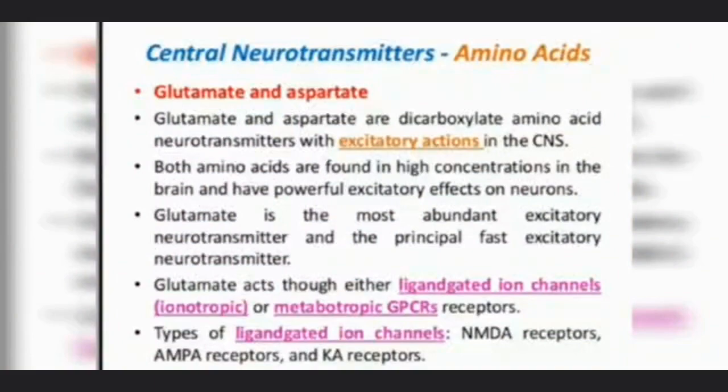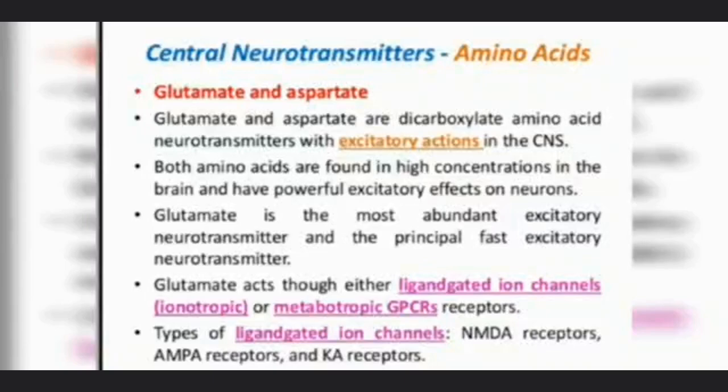It is of two types: metabotropic, which is coupled with the G proteins, and ionotropic, like nicotinic cholinergic receptors. These are ion channels. There are three types of ionotropic receptors: kainate, AMPA, and NMDA. NMDA, N-methyl-D-aspartate receptor. These are involved in learning, memory, long-term potentiation. A high-frequency stimulation for a short duration facilitates transmission of impulse across the synapses for a prolonged period.